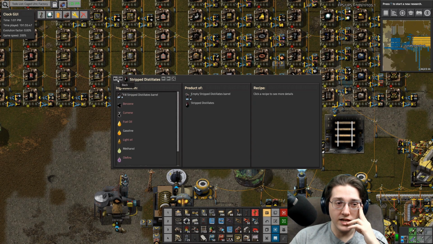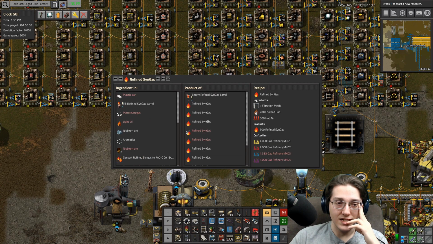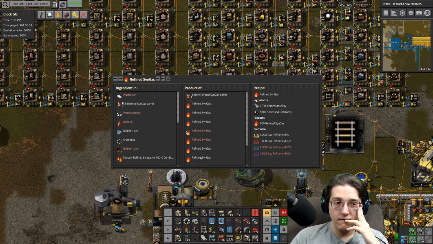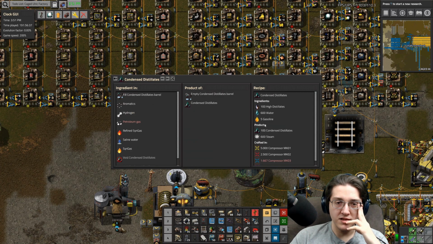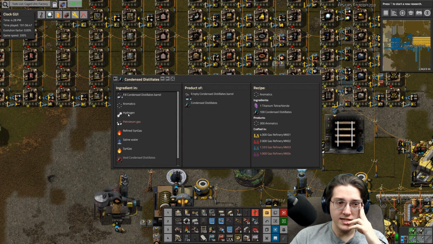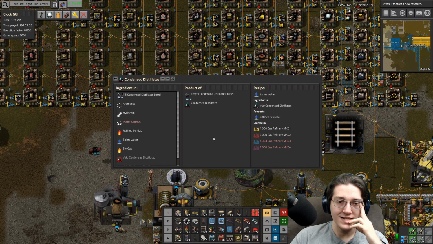And this is to ultimately end up with some refined syngas, right? Via condensed distillates. So then what do I do with that methanol? Just more refined syngas, I guess? Add in syngas and we're good? Yeah. So that'll be that. What about other uses of the condensed? Aromatics? Nah. Oh, I could... no. Oh yeah, saline. Pfft.